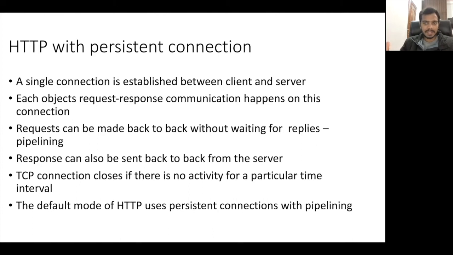So let's say in the previous example, we had 11 different objects. Now the request and response for all those 11 objects will happen over this same TCP connection. And here, requests can be made back to back without waiting for a reply. This is also called pipelining.